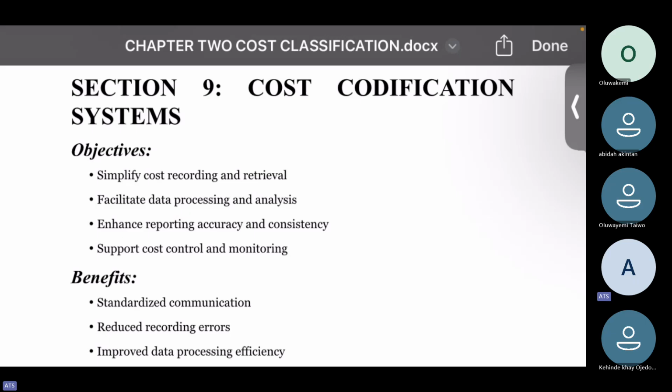So cost codification basically is used to simplify the way you record and retrieve costs, right? It will facilitate data processing if it is easier to trace them, and it will also enhance reporting accuracy and consistency, because today you might buy a product and it will have a different name because it comes from a different brand. So instead of that, you just give a code to all of them and put them under the same place, so it will be easier for you to control, to monitor, and to report.